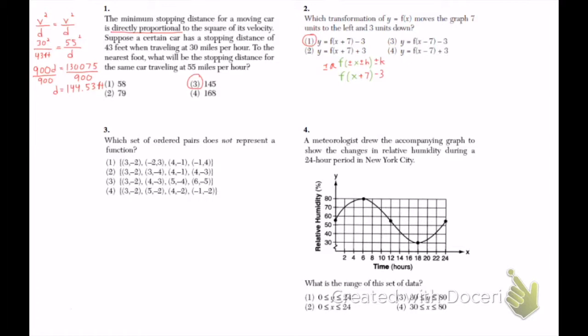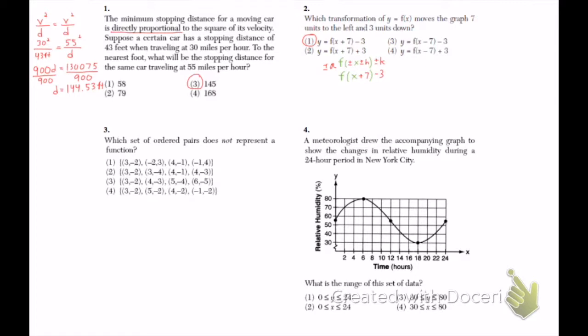Alright, so question number 3 reads, which set of ordered pairs does not represent a function? Now, we said that for the ordered pairs to be a function, every x value can only have one y value. So basically what we have to do is look at all these ordered pairs and see if an x number is repeated, and if it is, see if it has two y values associated with the x value or one y value.